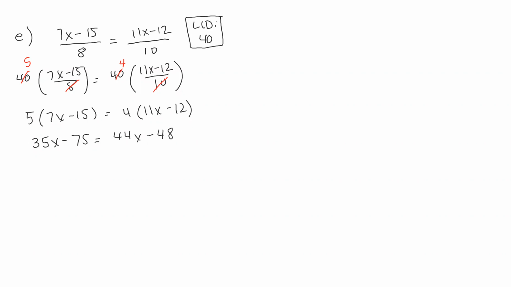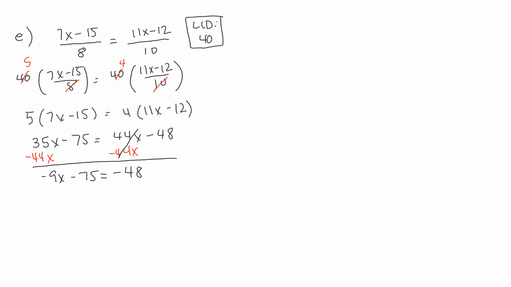All right. So I've got variables and constants on both sides of the equation. I need to get all of my variables to the left, my constants to the right. So I'm going to start by subtracting 44x. I'm going to do that on both sides. So we need to subtract 44x, so we get 35 minus 44, and that's going to be negative 9x. Drop down your minus 75 and your equals. The 44s on the right cancel to become 0, so that just leaves me with negative 48.